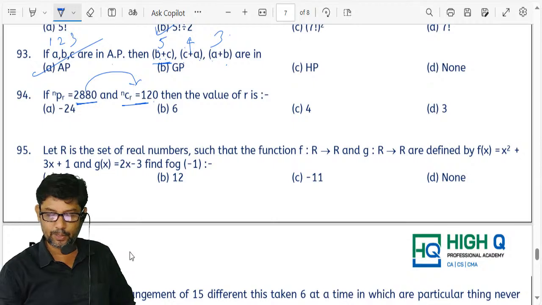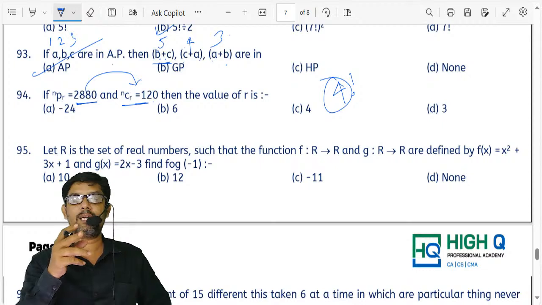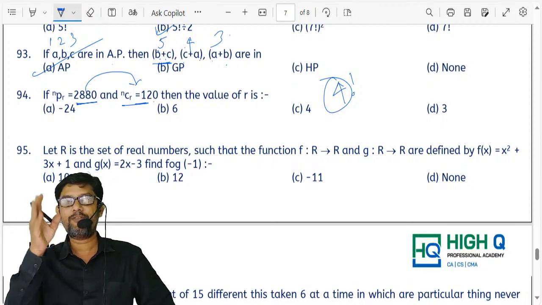24. So 24 is 4 factorial. So r is 4, because there is a formula: nPr equals r factorial into nCr.